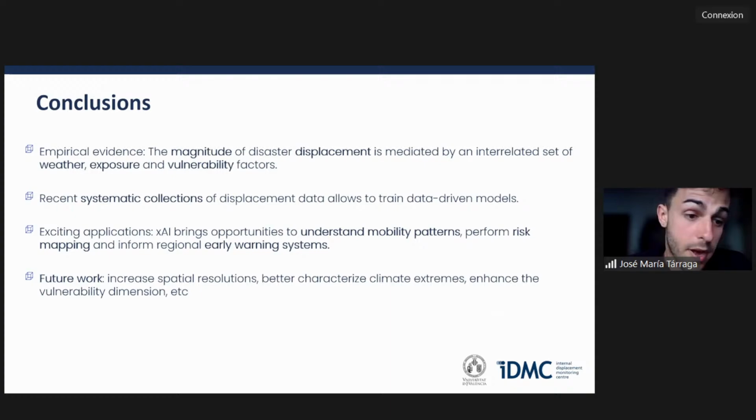And the thing is that IDMC keeps improving their data, and as we have this systematic data collection, we can train data-driven models to forecast and do anticipatory action studies on displacement data. And we can also use these algorithms. The explainable AI branch of ML brings opportunities to understand mobility patterns, to perform risk mapping, or to inform early warning systems. And as future work, what we need to do is to increase spatial resolutions, to better characterize the climate scenarios, and also to enhance the vulnerability dimension, which has a lot of components.